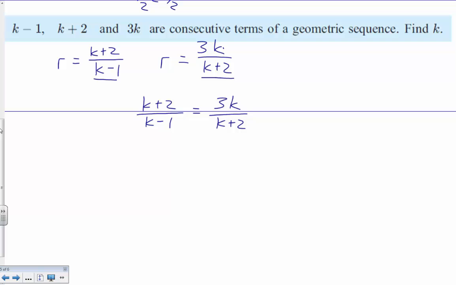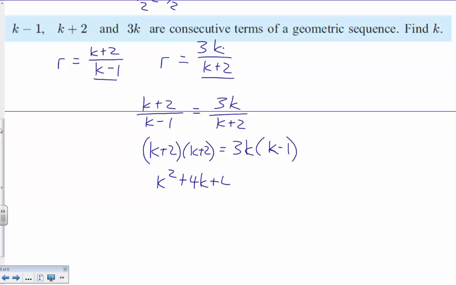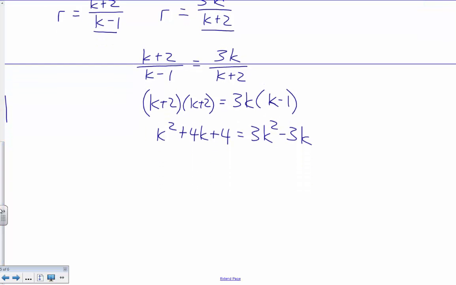Now, unfortunately, I know some of you don't like this, but I'm going to use the term cross multiply. What that gives me is (k plus 2) times (k plus 2) is equal to 3k times (k minus 1). Now that gives me k squared plus 4k plus 4 equals 3k squared minus 3k. Well, to solve for k, we have to make this equal to 0 because it is a quadratic. So I'm going to bring everything over to the right side. That gives me 0 equals 2k squared, negative 3 minus 4, negative 7k, minus 4.